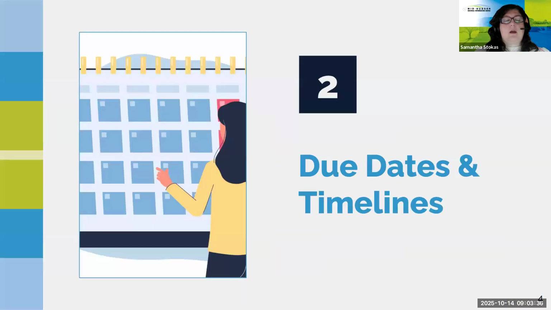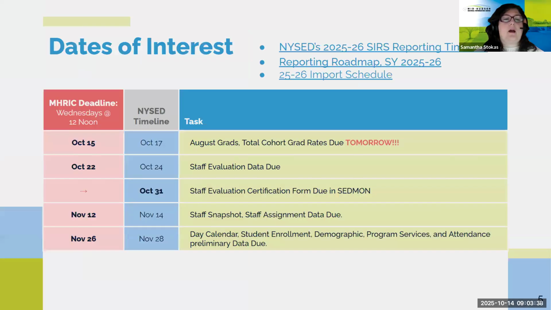Okay, so starting out with due dates and timelines, we have October 15th, which is already tomorrow. Can't believe it. So the August graduate data is due. So just make sure that you have your August grads, their enrollment, their exit information, credential, career path, and don't forget those added district students. So sometimes they're forgotten for graduate information.